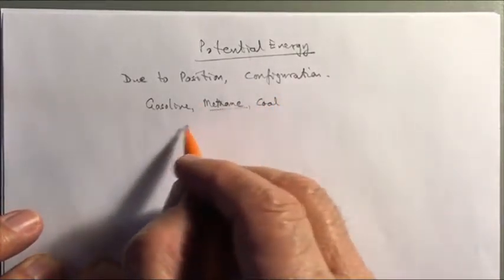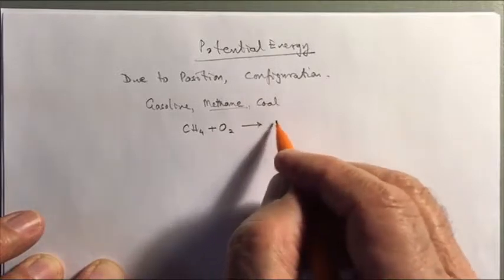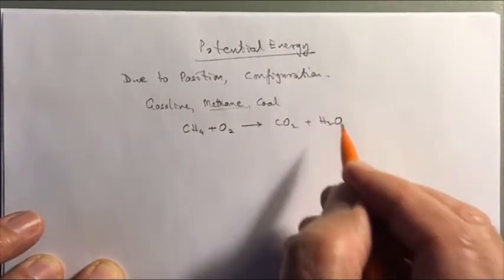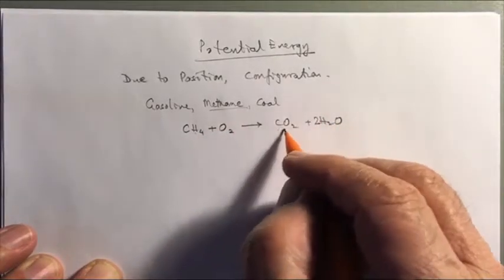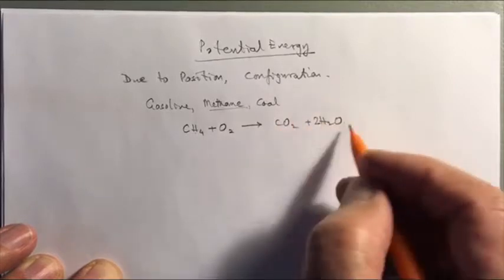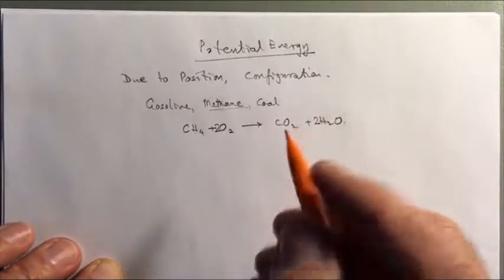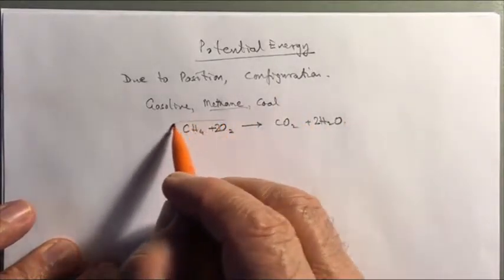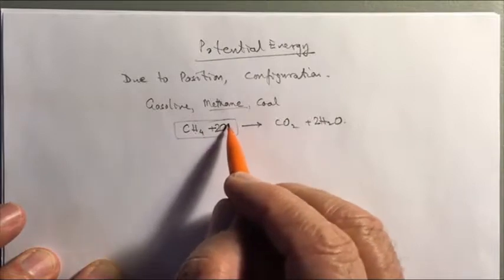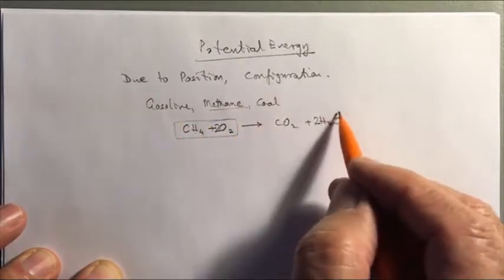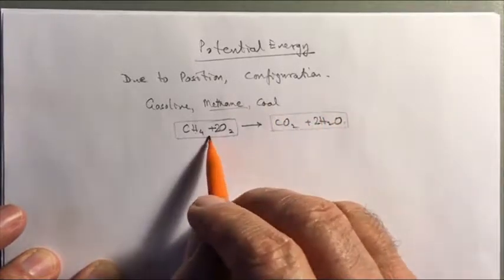So if we consider methane, it's CH4, and when oxygen combines with it, we get CO2 plus H2O. Well, to balance the equation, I think we need to have 4 here, so 2 here. That's 4 oxygen, so a 2 over here would balance this equation. Now, the energy stored in this molecular structure has some value, but the energy stored in these molecular structures is less than what you have here.